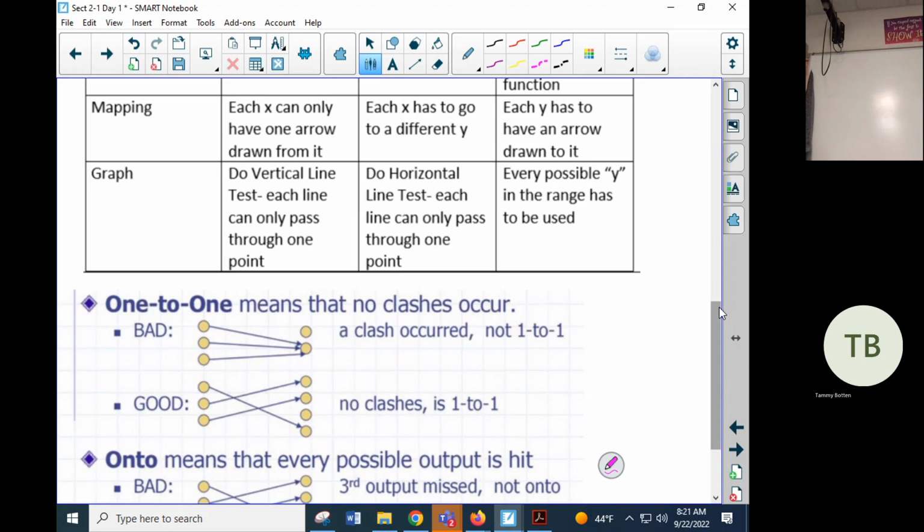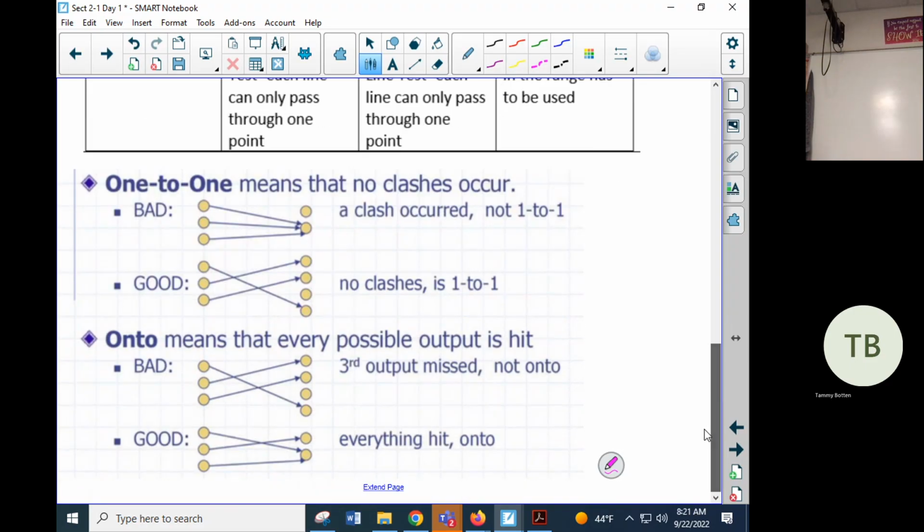For onto with a mapping, that's this one. Each y has to have an arrow drawn to it. And so if you look here, this y doesn't have an arrow, so that's not onto. For this one, this y has two arrows drawn to it, so that is okay. Every y has an arrow drawn to it, so that's okay. Even though it has two of them, that's all right.